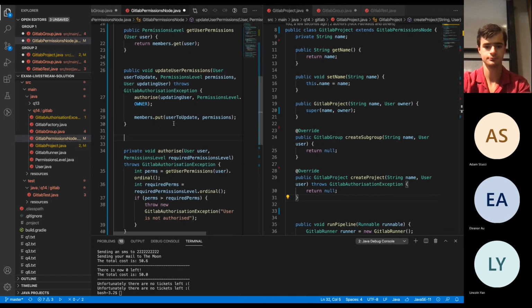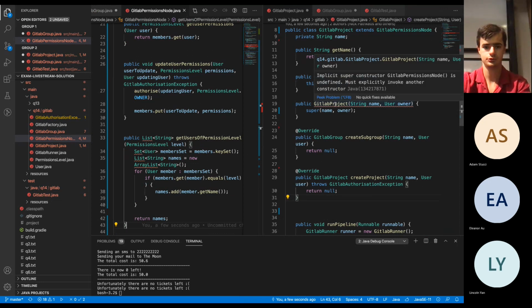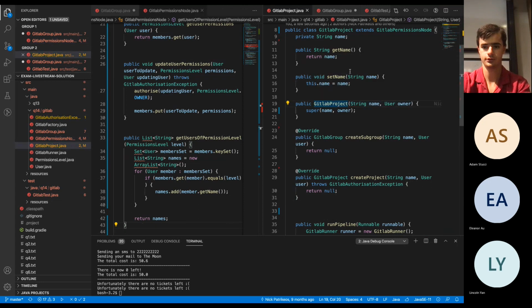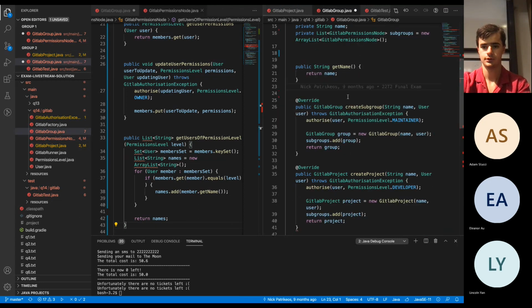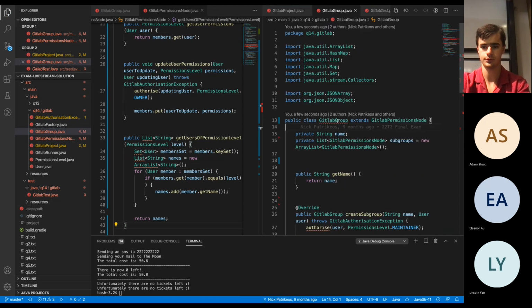Let's just chuck this here. GitLab project, implicit super constructor. What do you mean? You were working fine a second ago. Okay, that's fine. Public class. The super interface must be an interface. This is not an interface. Oh, here we go. Implicit super constructor. Public GitLab.